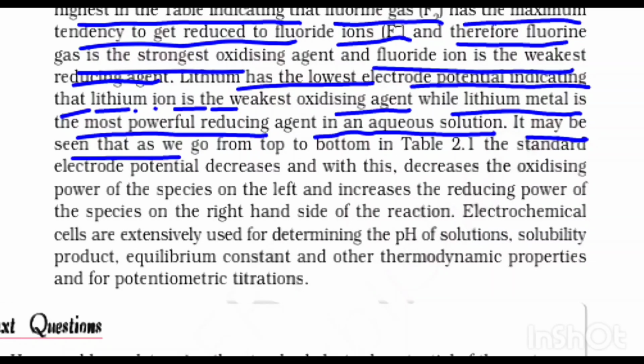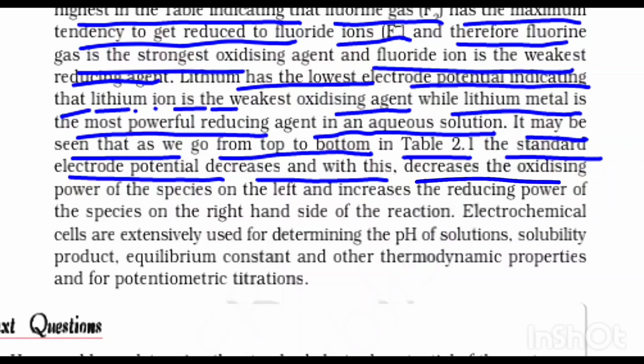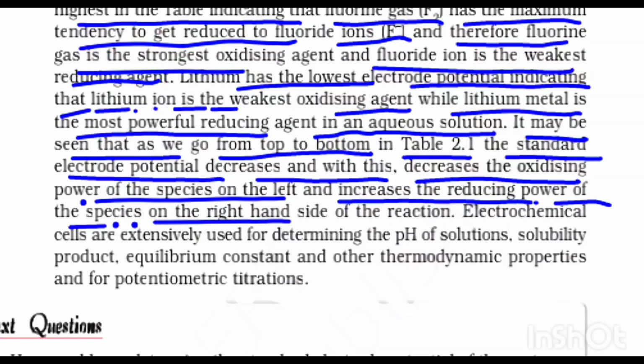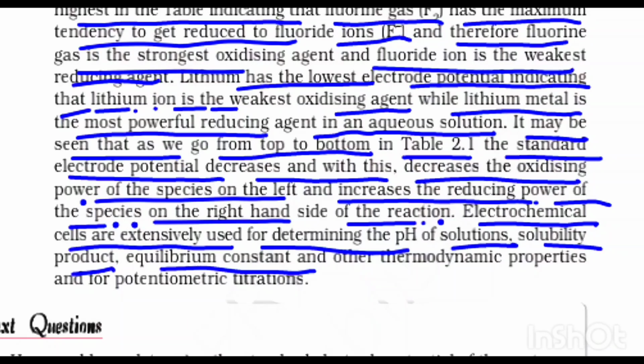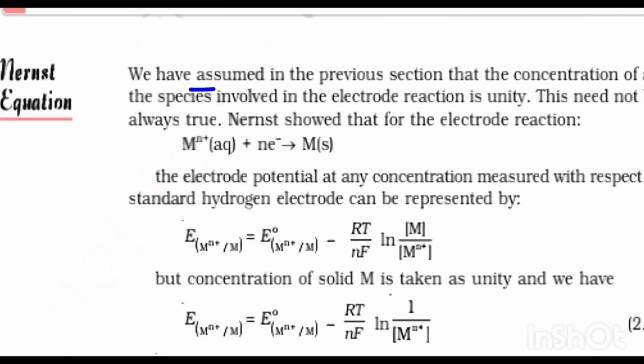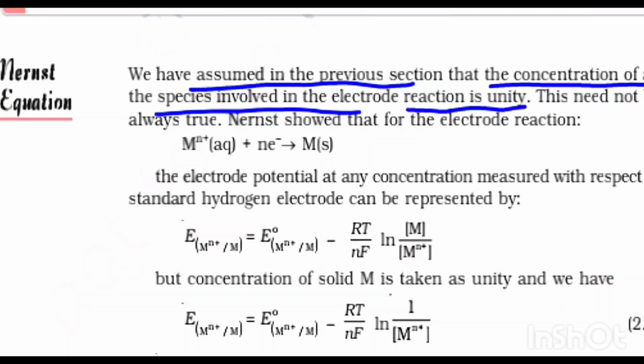It may be seen that as we go from top to bottom in table 2.1, the standard electrode potential decreases, and with this decrease the oxidizing power of the species on the left and the reducing power of the species on the right side of the reaction increases. Electrochemical cells are extensively used for determining the pH of solution, solubility product, equilibrium constant and other thermodynamic properties, and for potentiometric titrations. We have assumed in the previous section that the concentration of all the species involved in the electrode reaction is unity. This need not always be true.